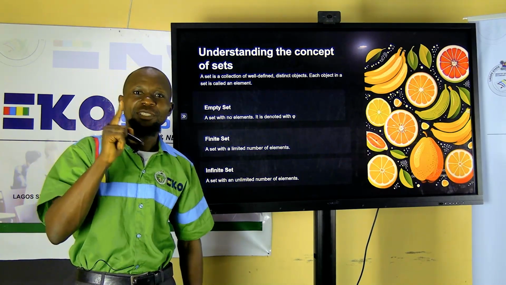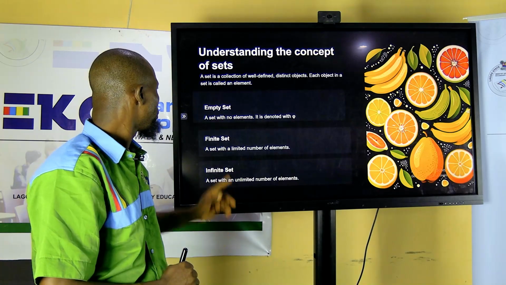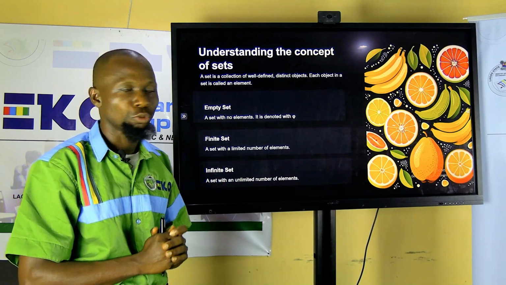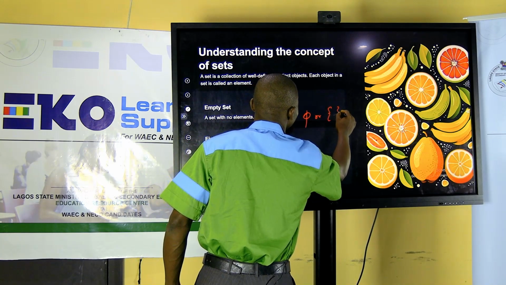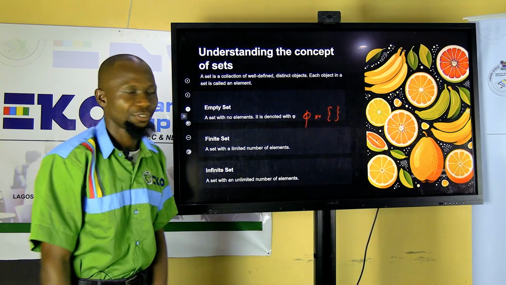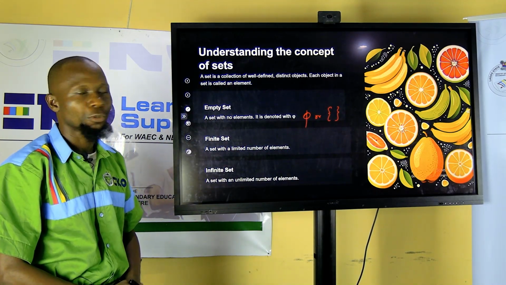Yes, there are some terms that we need to understand in sets. One of them is the empty set. What do we mean by empty set? This is a set with no element. It is denoted with that sign, or we use these empty braces. So that is an example of an empty set. That is how we write it.